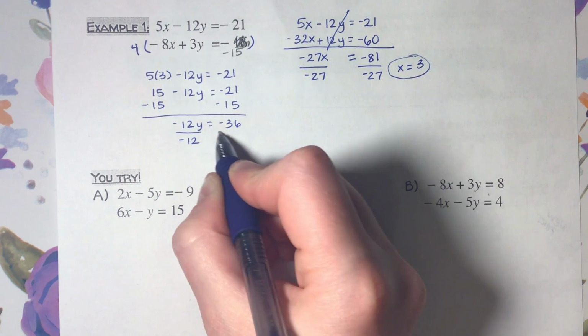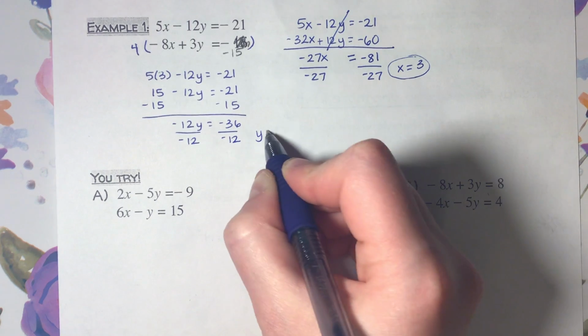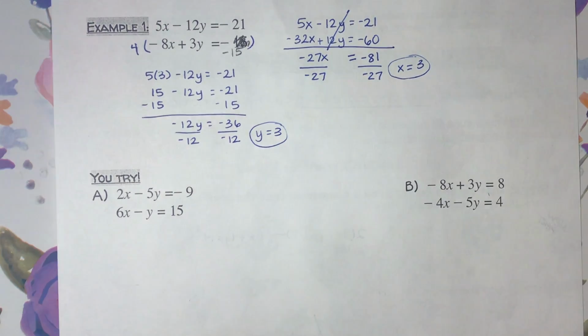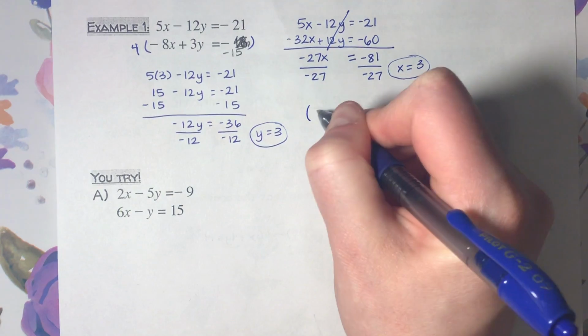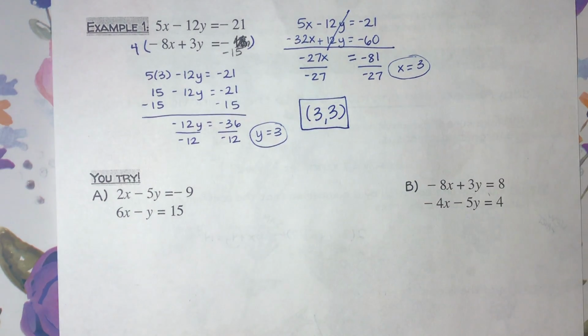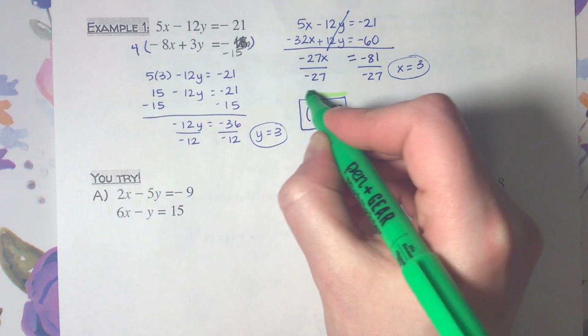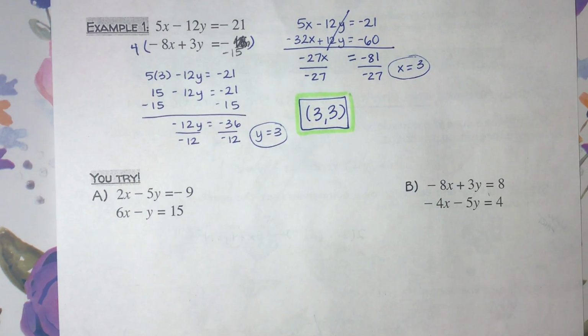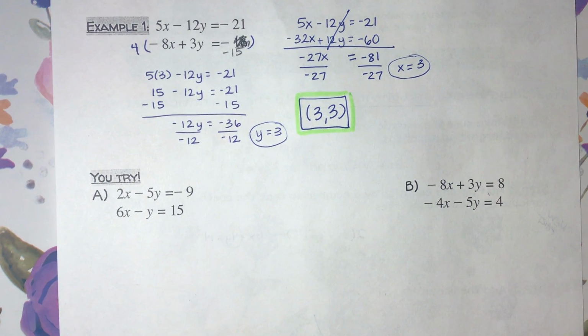Divide by negative 12 on both sides. And that gets me y is also equal to positive 3. To combine these into my final answer, I am going to have 3, 3 for that final solution. 3, 3 is that final solution. Of course, we are going to want to check our work. So let's do that quickly.